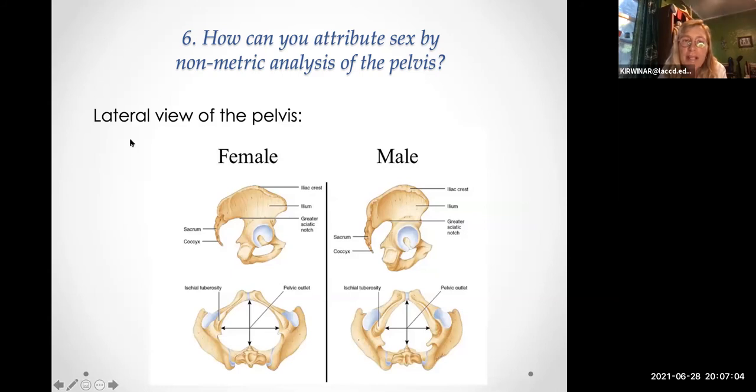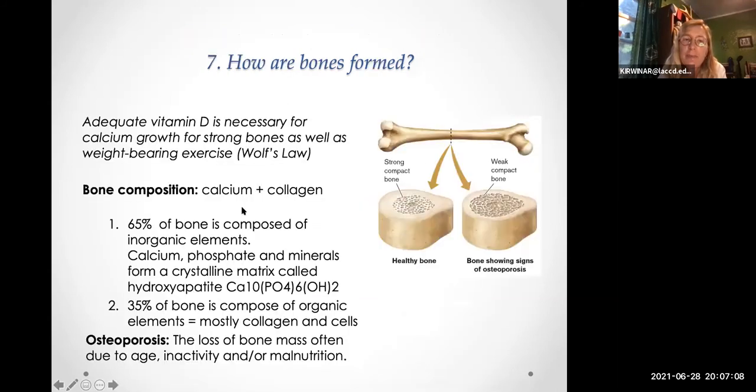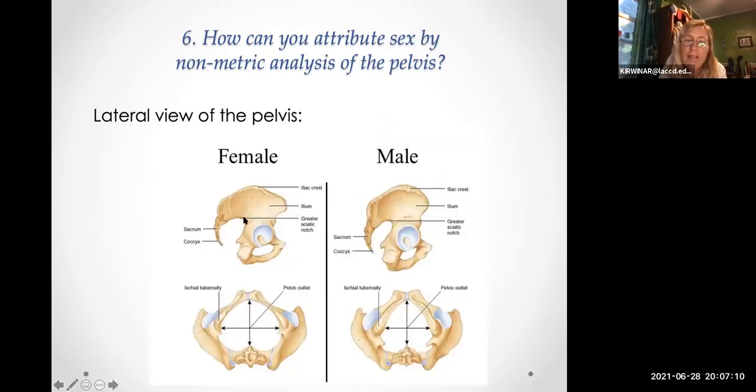So remember, the sciatic notch is always on the posterior side. So this is the back of the pelvis where my arrow is. And notice how wide and rounded the sciatic notch is of the female compared to the male, which is narrow. Okay, so that's the first way. So look for the sciatic notch. If it's wide, it's a female. If it's narrow, it's a male.